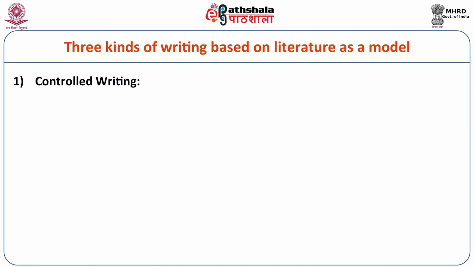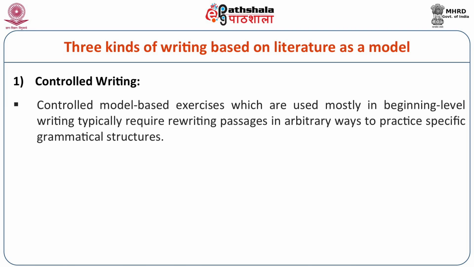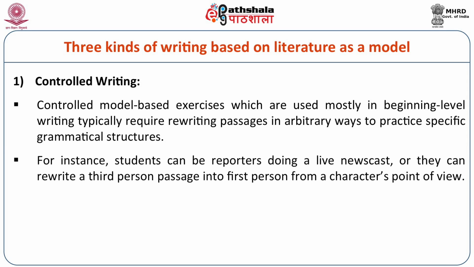There are 3 kinds of writings based on literature as a model: controlled writing and guided writing. Like controlled writing, controlled model-based exercises, which are used mostly in beginning level writing, typically require rewriting passages in arbitrary ways to practice specific grammatical structures. For instance, students can be reporters doing a live newscast, or they can rewrite a third-person passage into first person from a character's point of view.